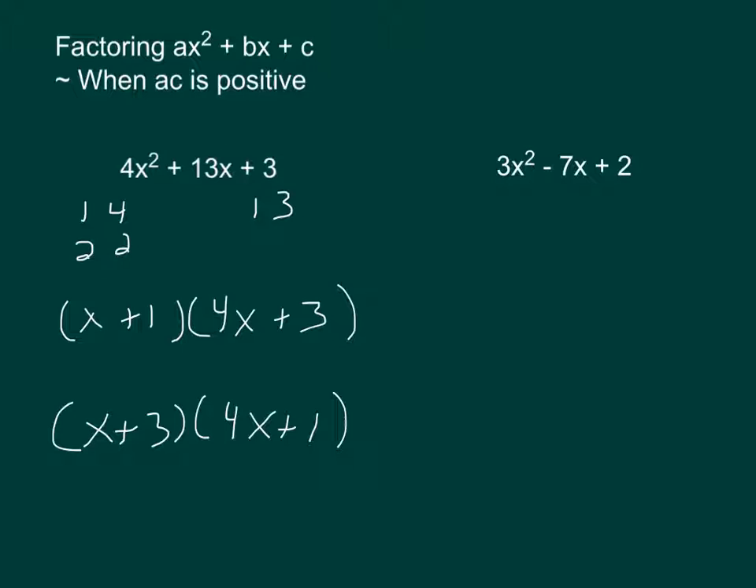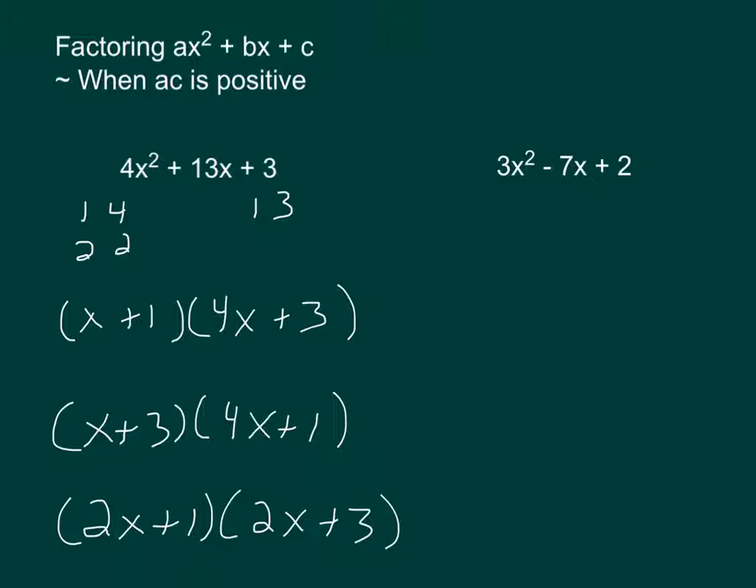Finally, I have one last option. Rather than 1 and 4, I could have used 2 and 2 for the x's, so I could be looking at 2x plus 1, 2x plus 3. Once again, you'll notice that in all three of these cases, when I FOIL, my firsts will multiply to 4x squared. My lasts will multiply to 3. The key is only one of these is going to be able to give me 13x in the middle. All I have to do is check that and I'll know which one is my correct answer.